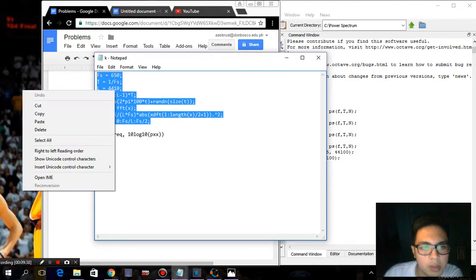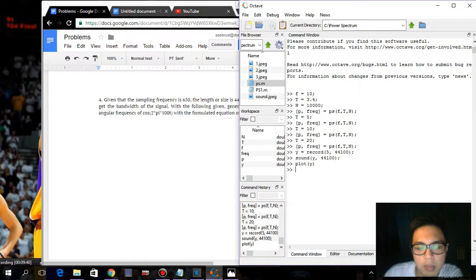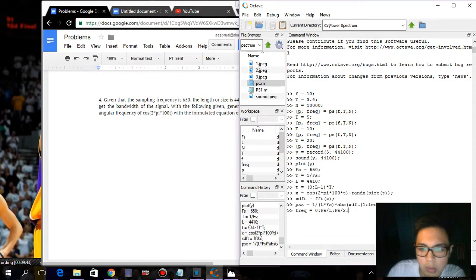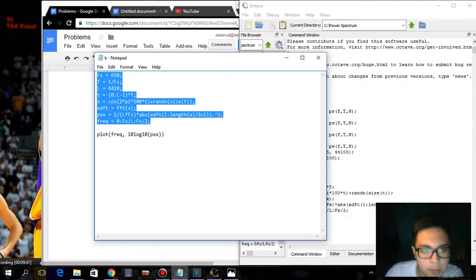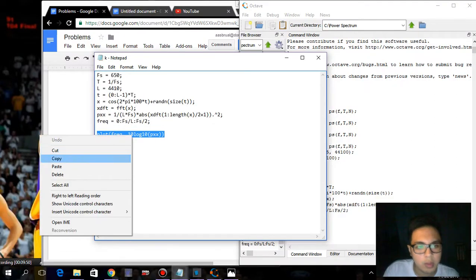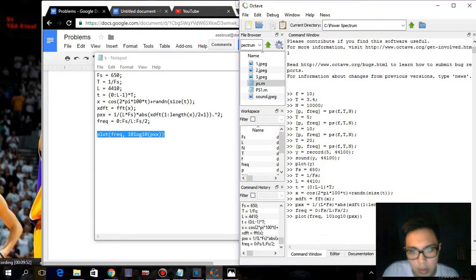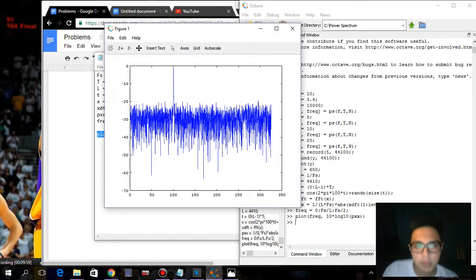So now we're going to copy and paste it on the command window, and we should plot. There you go. As you will notice, at a frequency of 100, there is a very strong peak.